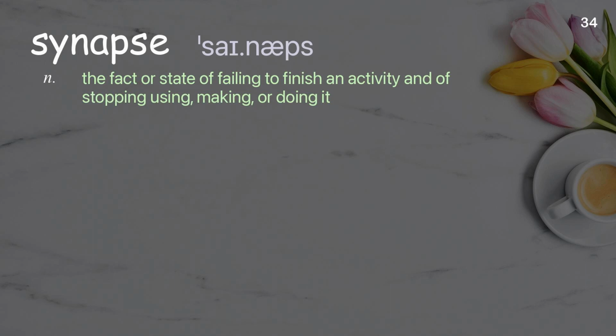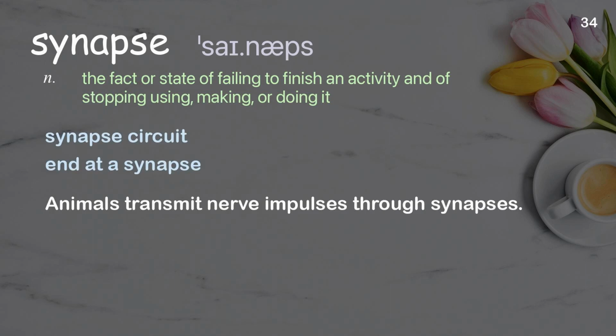Synapse: The fact or state of failing to finish an activity and of stopping using, making, or doing it. Examples: Synapse circuit, and at a synapse. Animals transmit nerve impulses through synapses.